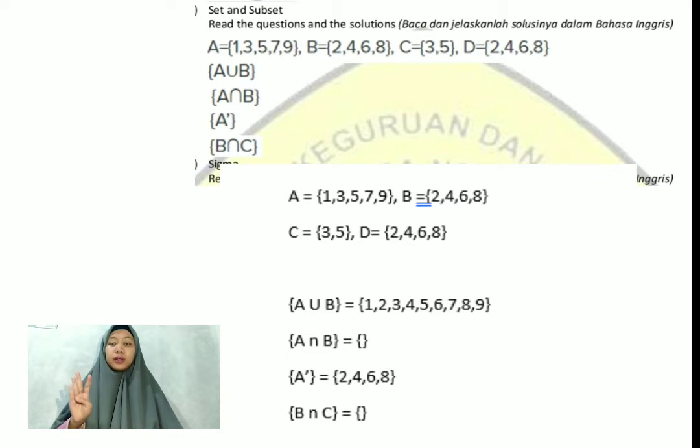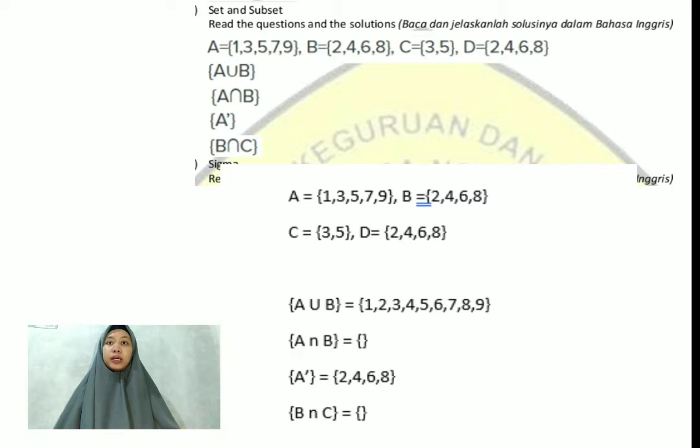Question number 4 about set and subset. Find the solution and read them. Set A with elements 1, 3, 5, 7, 9 in the brace. Set B with elements 2, 4, 6, 8 in the brace. Set C with elements 3, 5 in the brace. And set D with elements 2, 4, 6, 8 in the brace.